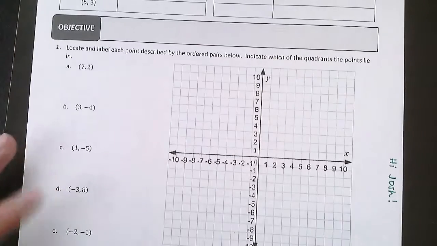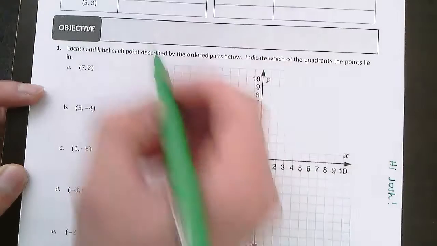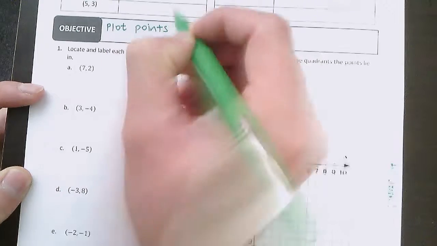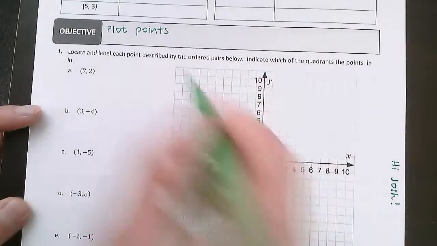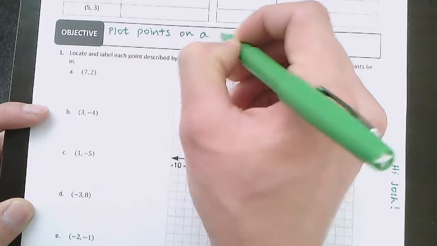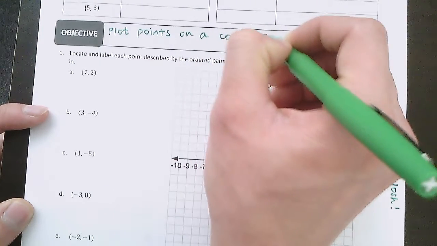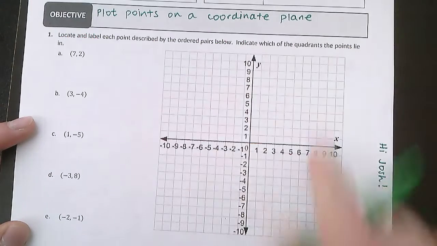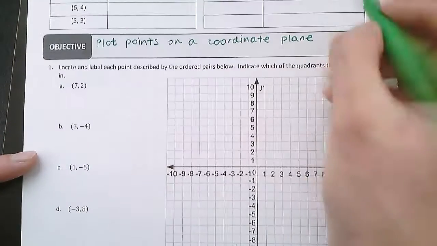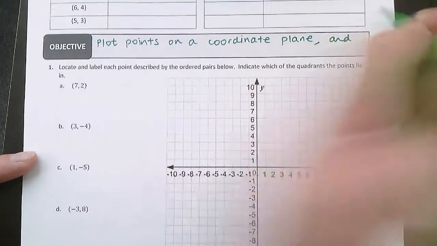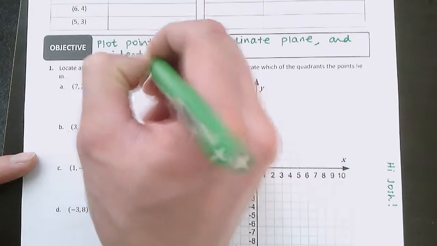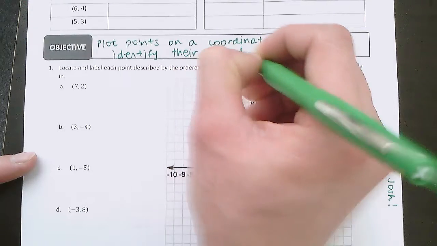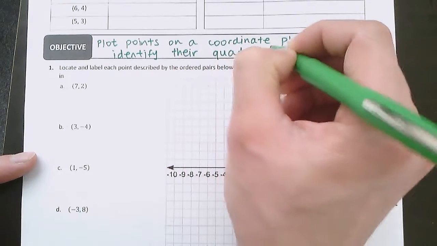Our objective for today, what we're trying to learn, is to plot points. To plot means to put on a graph. Plot points on a coordinate plane. A coordinate plane, that's this right here, an XY graph. So we're going to plot points on a coordinate plane, and we are going to identify their quadrant. Q-U-A-D-R-A-N-T, quadrant.